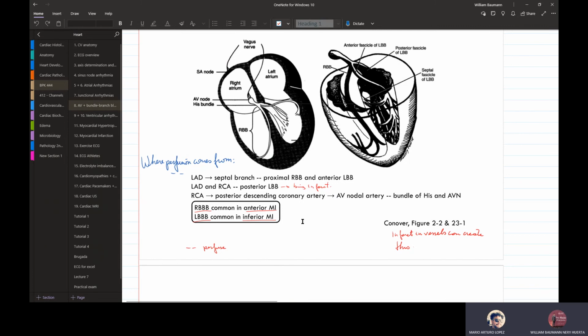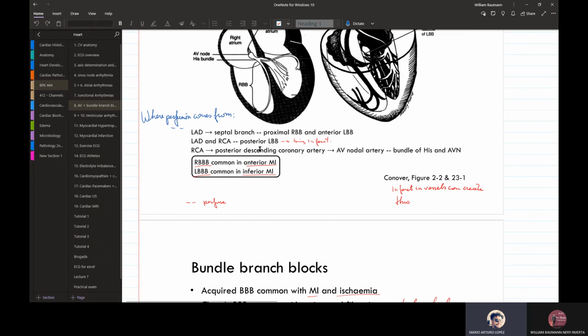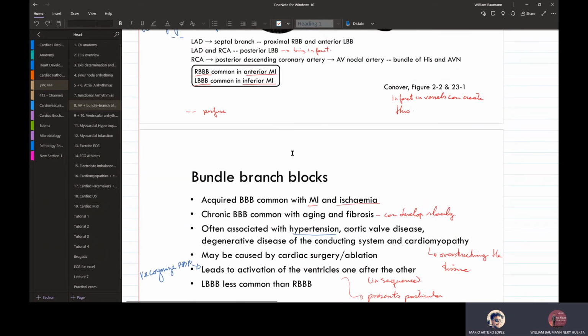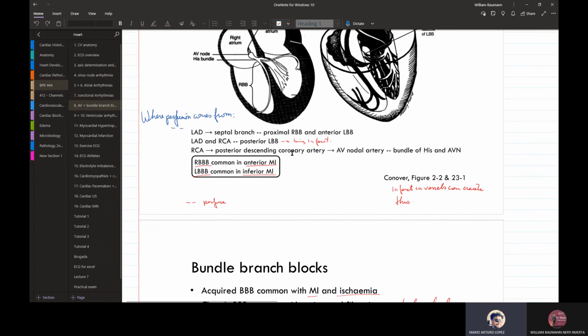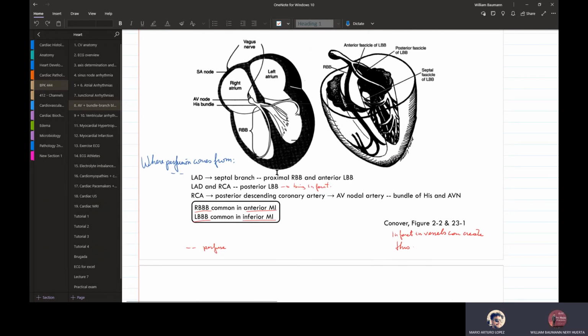And look at this one. LAD, left anterior descending, septal branch, proximal right bundle branch, and anterior left bundle branch. Posterior left bundle branch, if you get a left anterior descending and a right circumflex artery, you might get a posterior left bundle branch. So if you see a posterior left bundle branch, think about this stuff.